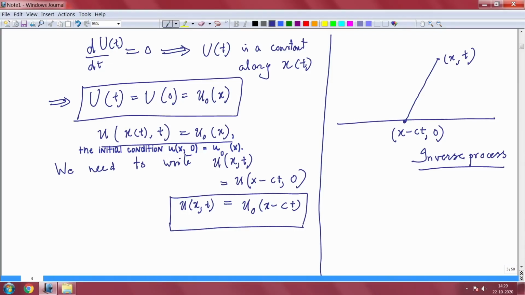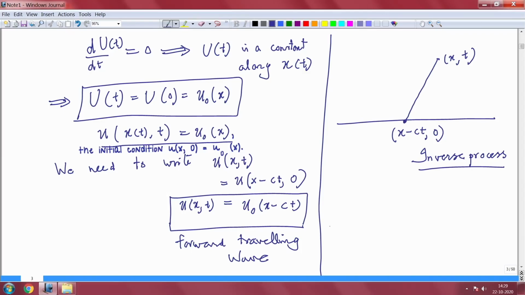This is called a forward travelling wave. Okay. So, that is what is happening.